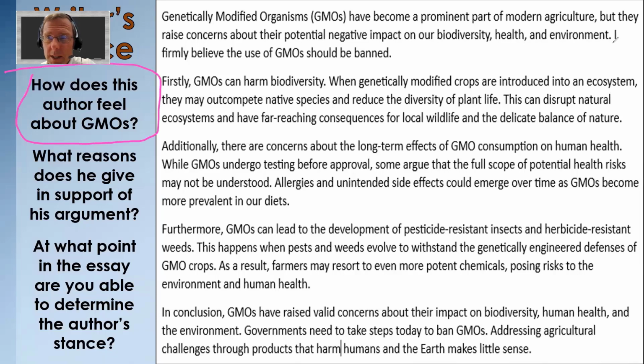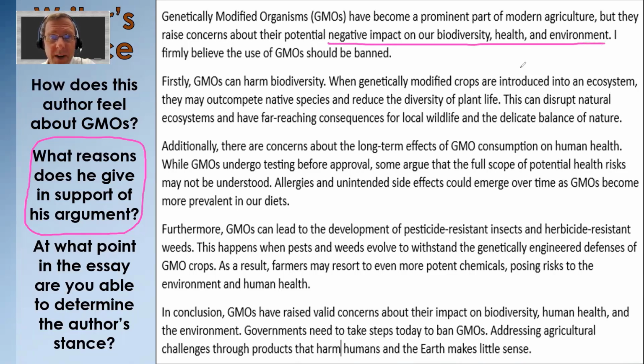So how does this author feel about GMOs? Well, I can tell from the author's thesis statement. He's very much against them. He says, I firmly believe they should be banned. What reasons does he give in support of his argument? Well, I can go back to the thesis map. He thinks they have a negative impact on biodiversity, health, and the environment. And I can see that in all of these topic sentences. Okay, he talks about biodiversity, health, and environmental impacts.